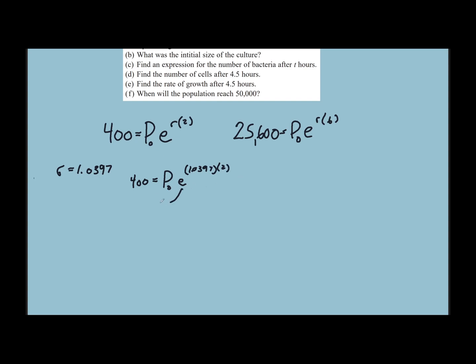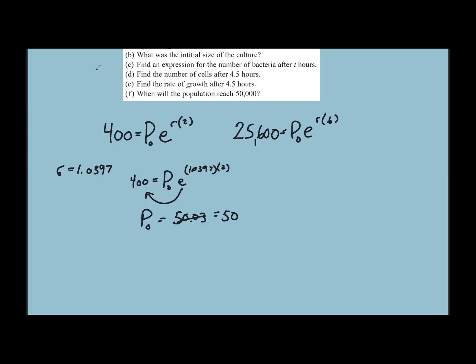Well, we can just divide the e out, put e to that exponent and then divide it out of 400, and I'm going to find that P naught is going to be something like 50. I want to say I got 50.03, but you can't have 0.03 bacteria, so we'll say 50. That makes sense to me. Now, what do they want?